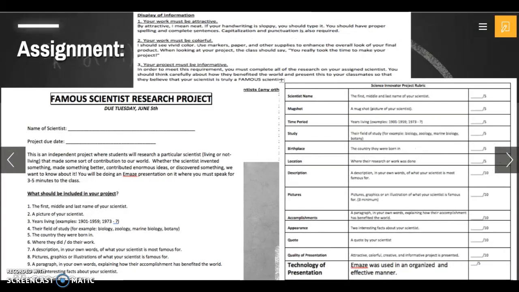Here is an example of the assignment that I would be giving the students. They will find the listed requirements for the project and the assignment that can be uploaded onto Schoology if so desired.